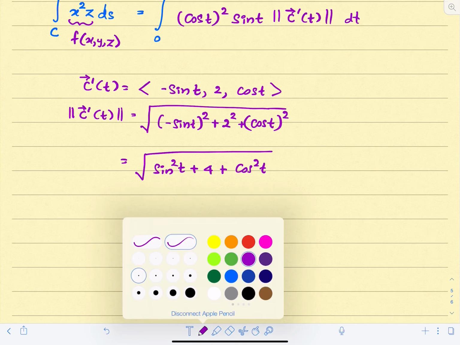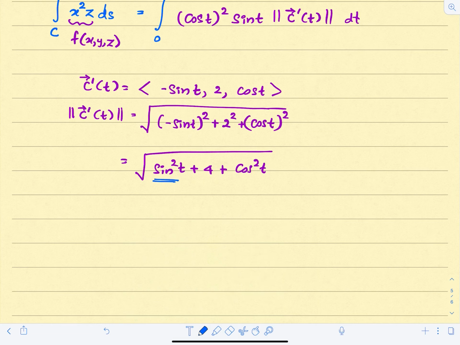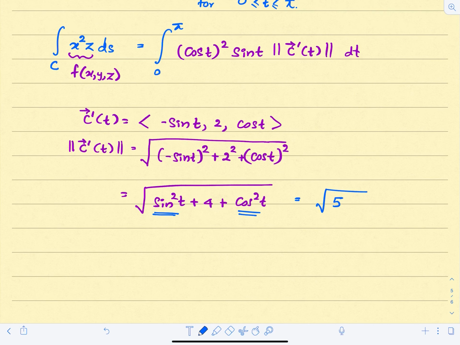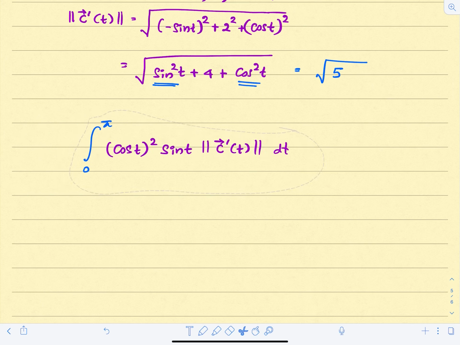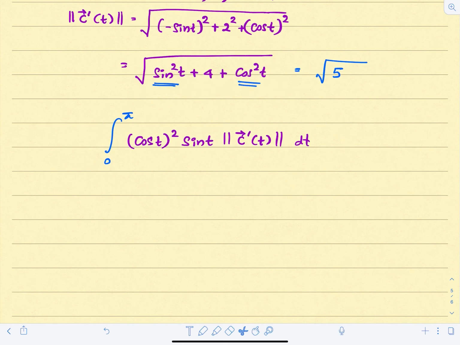Now if you combine the sine squared t term and the cosine squared t term, you will get 1. 1 plus 4 is 5. Therefore this equals root 5. Now we can update our line integral. This equals the integral from 0 to pi of cosine squared t times sine t times root 5 dt.